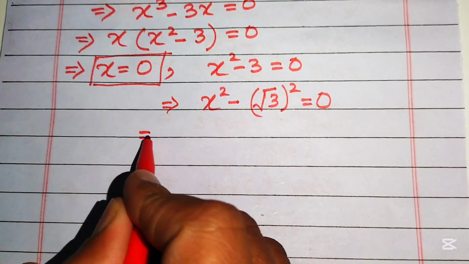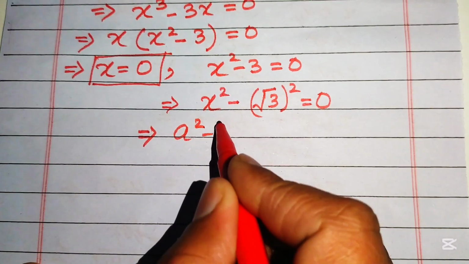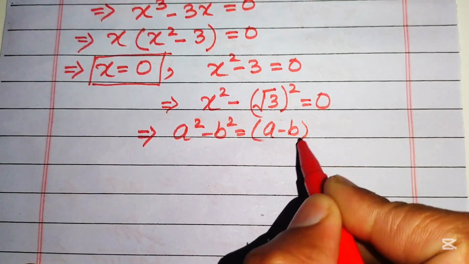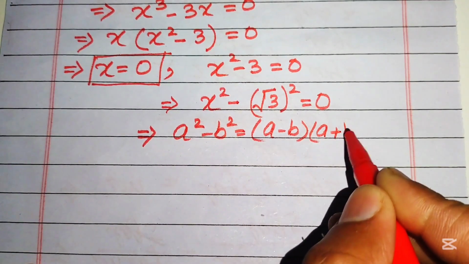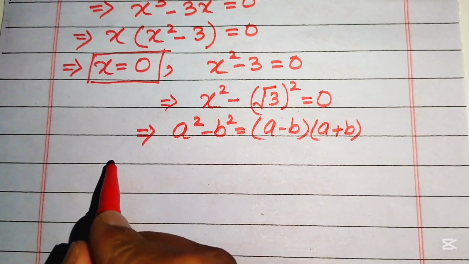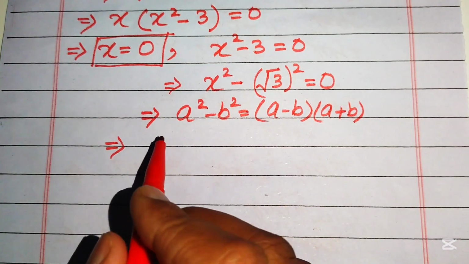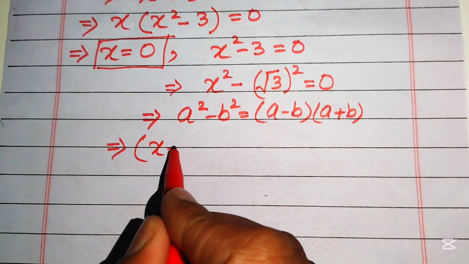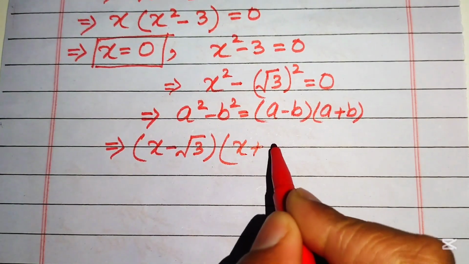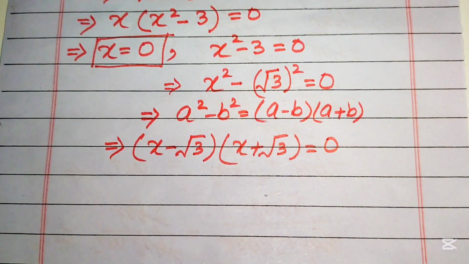So further you see here, here we need to use the nice algebraic formula. You know that a squared minus b squared equals a minus b times a plus b. Okay, so here we use this nice algebraic formula in the above term, so that after applying this formula our above term will be written in this form: x minus square root of 3 into x plus square root of 3, and this is equal to 0.